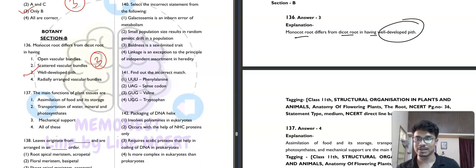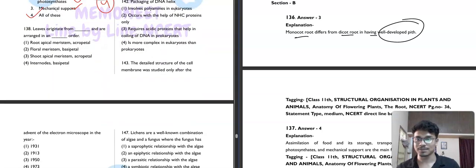Then question number 137. The main functions of plant tissue are. Assimilation of foods and storage. Correct. Then the transportation of water, minerals and photosynthesis. Correct. Then plant tissue also gives mechanical support. So all of the above are correct. So fourth option will be your correct answer for this question.